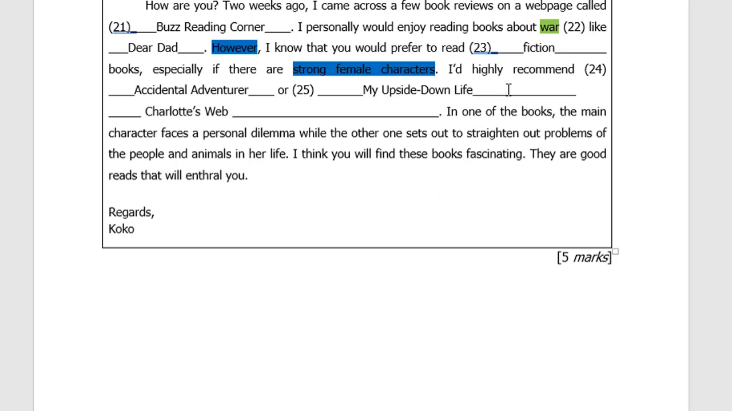Now, My Upside Down Life is correct, right? So immediately you get one mark, although you have written the words Charlotte's Web down here, which is wrong. But you have written My Upside Down Life in the first place. The first thing that I see is My Upside Down Life. So you will get a zero.